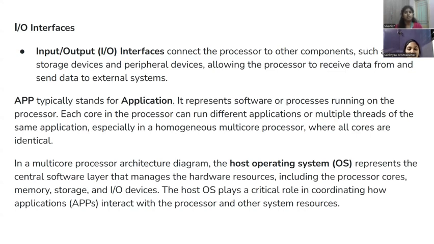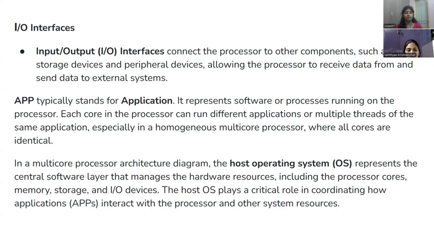Next, we have the APP. In the context of a multi-core processor, APP actually stands for application. These are the software programs or processes running on the processor. In a multi-core environment, each core can run different applications simultaneously or handle multiple threads of the same application. So what is the use of APP in homogeneous processors and what are the advantages? Since all the cores are identical in a homogeneous multi-core processor, they can seamlessly divide up tasks, whether that means running multiple separate applications or parallelizing parts of a single complex application.